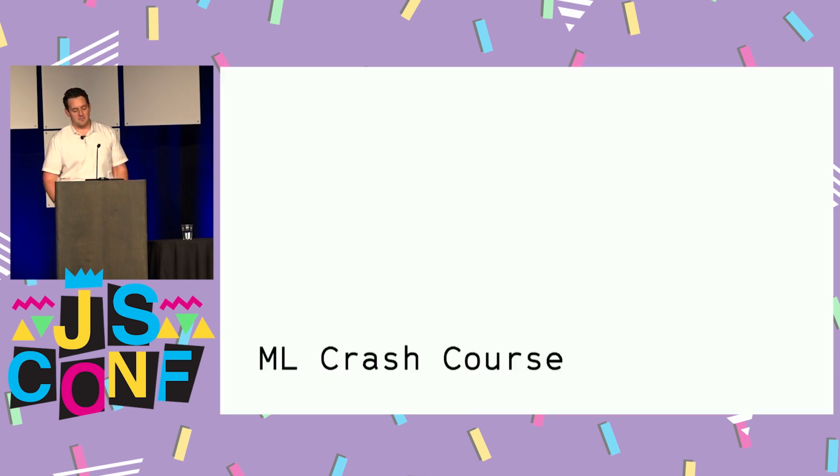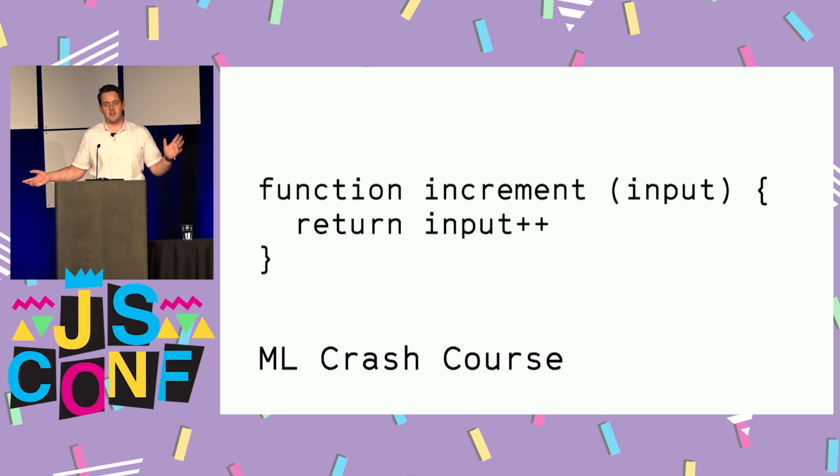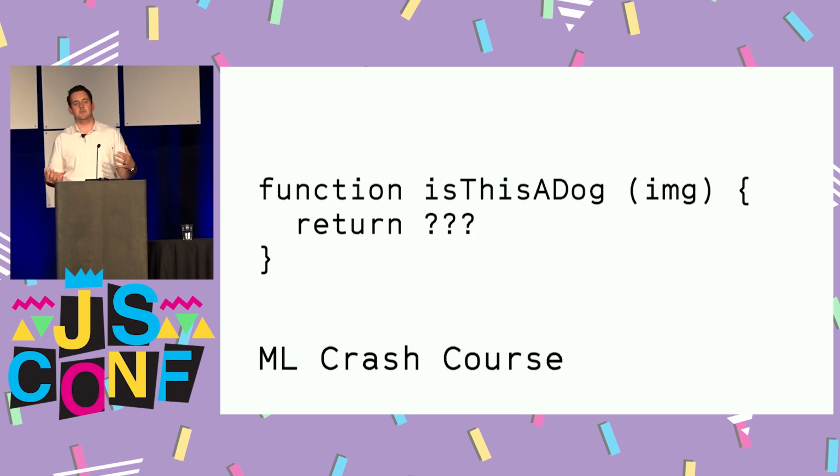All right, but in order to do that, we're going to do a super quick ML crash course. I am not the one to go in depth about this, but let's all get on the same page. Okay, so usually we write a function something like this. We put something in, we want something back. Machine learning is a little bit more abstract, right? We don't know abstractly how we would get there. Like, is this image a dog? Here's the image. I don't know.